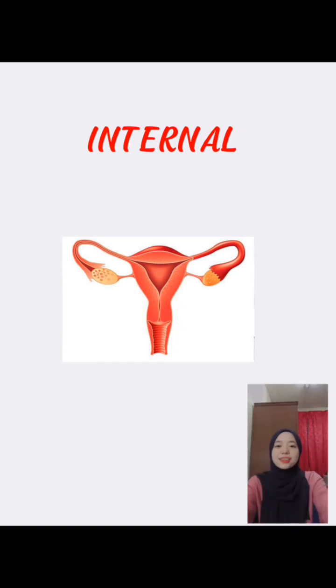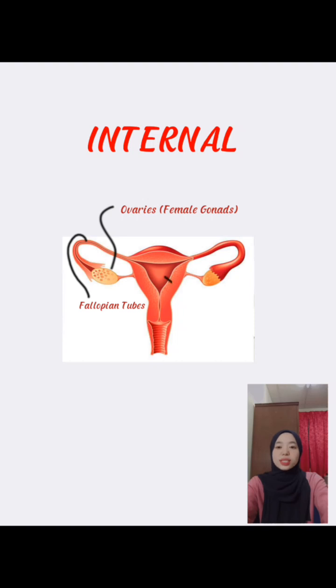The internal sex organs are the ovaries, which are the female gonads. The fallopian tubes are two muscular tubes that connect the ovaries to the uterus. The uterus is the strong muscular organ that a fetus can develop in. The neck of the uterus is called the cervix, and it protrudes into the vagina.